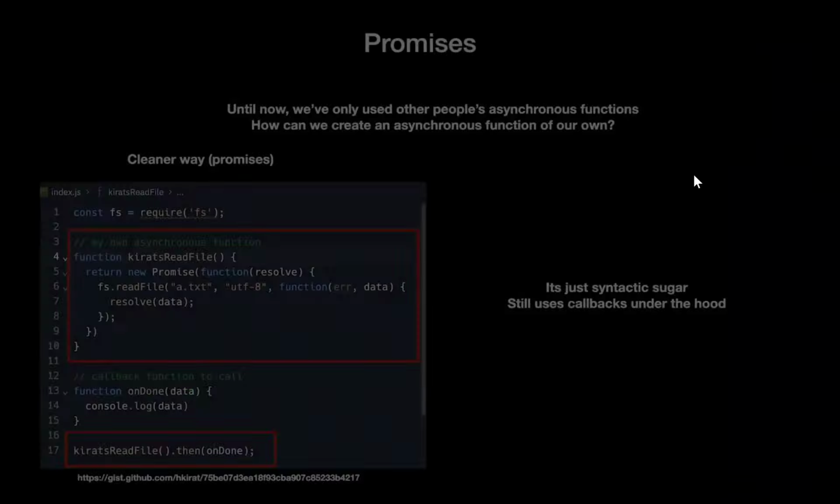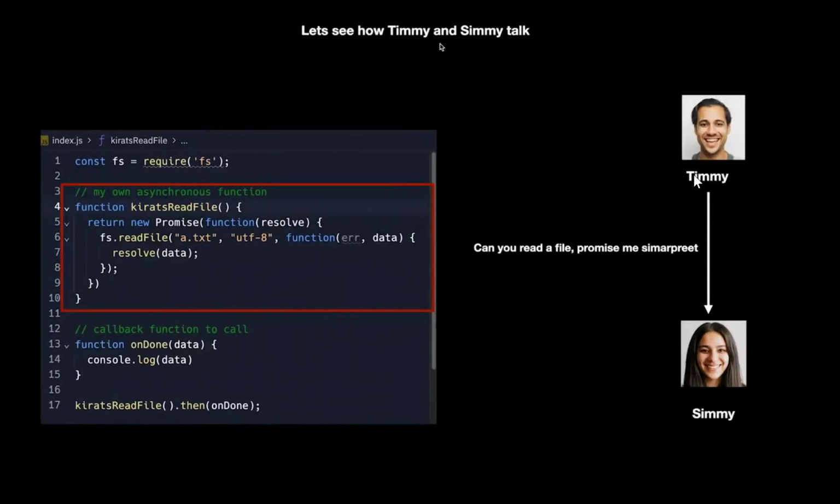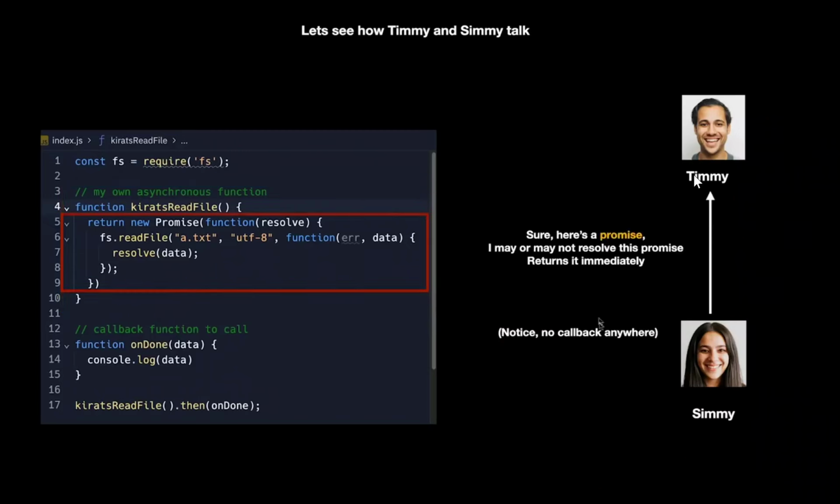Let's see this more visually. Let's see how Timmy and Simi talk now. Timmy says, can you read a file? Promise me please, Simi, or Simarpreet, which is the name I've given to this lady right here. Simi is like, sure, here's a promise. She returns a promise back to our guy here. I may or may not resolve this promise in the future. Returns it immediately. She immediately says, bro, here, take the promise.